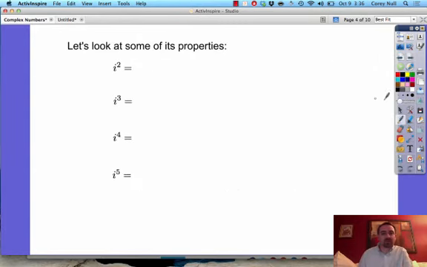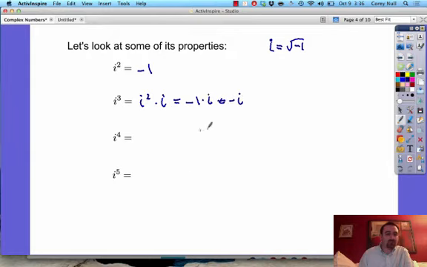Okay, let's look at some properties of i. This is pretty neat. Since i is defined as the square root of negative 1, if I square that number, I get negative 1. It's the number that when I square it, I get negative 1. Now, i cubed is i squared times i. But i squared is negative 1. So this is equal to negative 1 times i, or simply negative i. So i cubed is negative i.